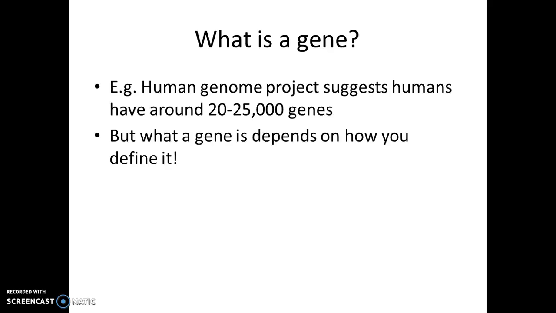The Human Genome Project, which happened in the early 2000s, in which the genes of various humans were sequenced, suggests that we have about 20 to 25,000 genes. The problem with that is that the word gene depends on how you define it.